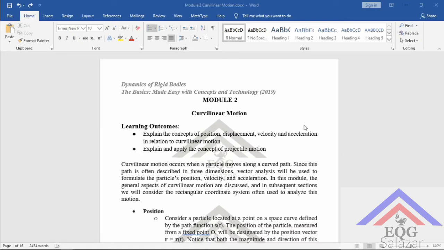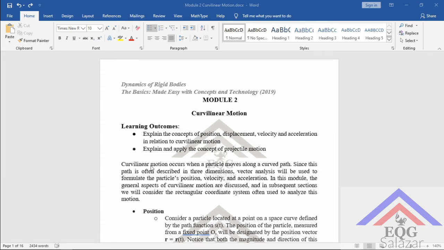For this module in dynamics, we'll be learning about curvilinear motion. So the learning outcomes after this module would be to explain the concepts of position, displacement, velocity, and acceleration in relation to curvilinear motion, and explain and apply the concept of projectile motion. Now, what is curvilinear motion?